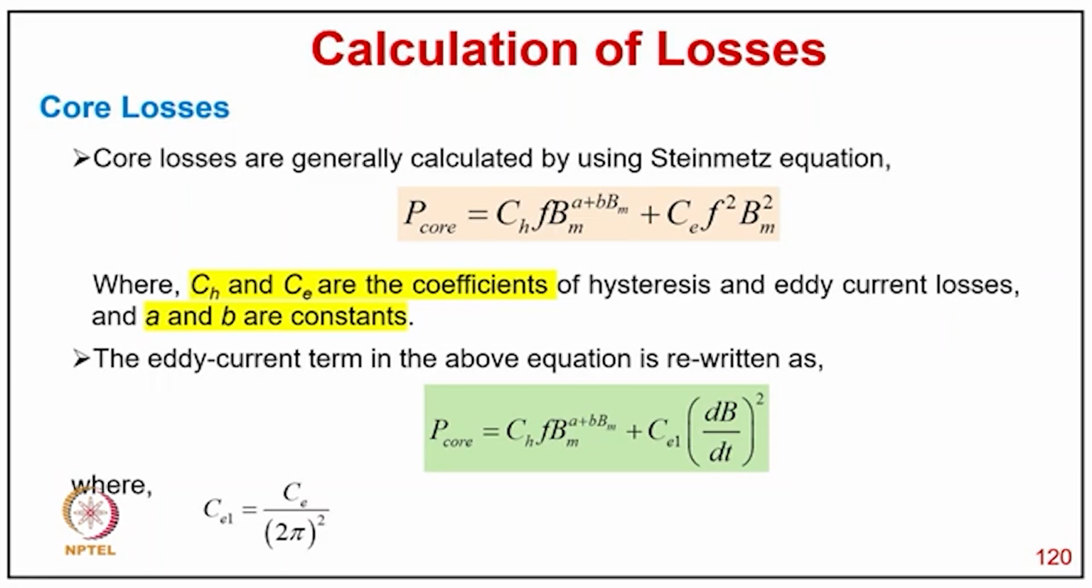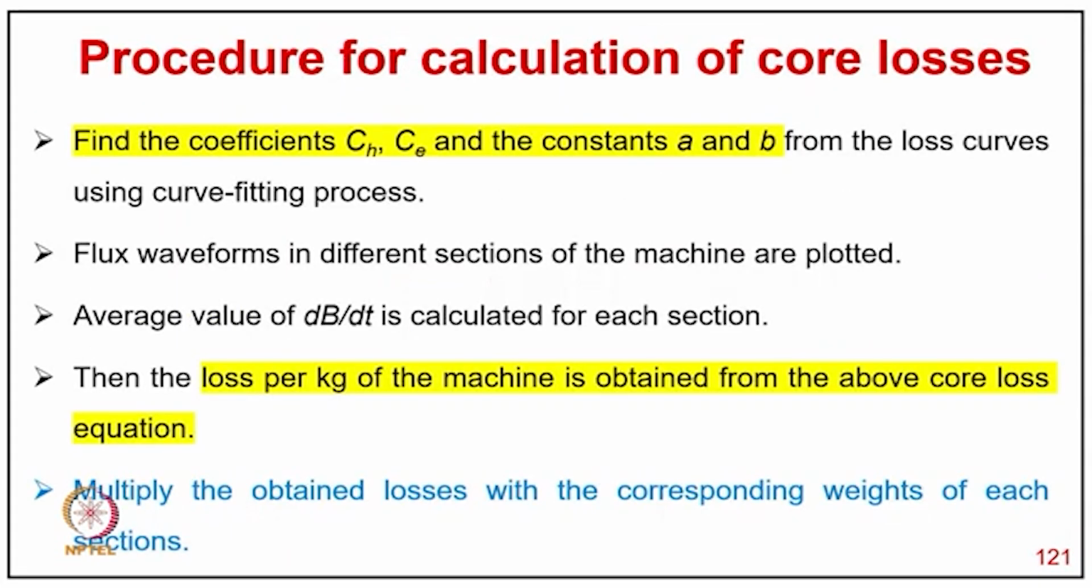The eddy current term in our equation can be written as P_core equal to C_H f B_m to the power 1 plus b B_m plus C_e1 into (dB upon dt) squared, where C_e1 equal to C_e upon 2 pi squared. Find the coefficients C_H and C_e and the constants a and b from the loss curve using a curve fitting process. The flux waveforms in different sections of the machine are plotted. The average value of B and dB upon dt is calculated for each section, and the loss per kg of the machine is obtained from the above core loss equation and multiplied with the corresponding weight of each section.